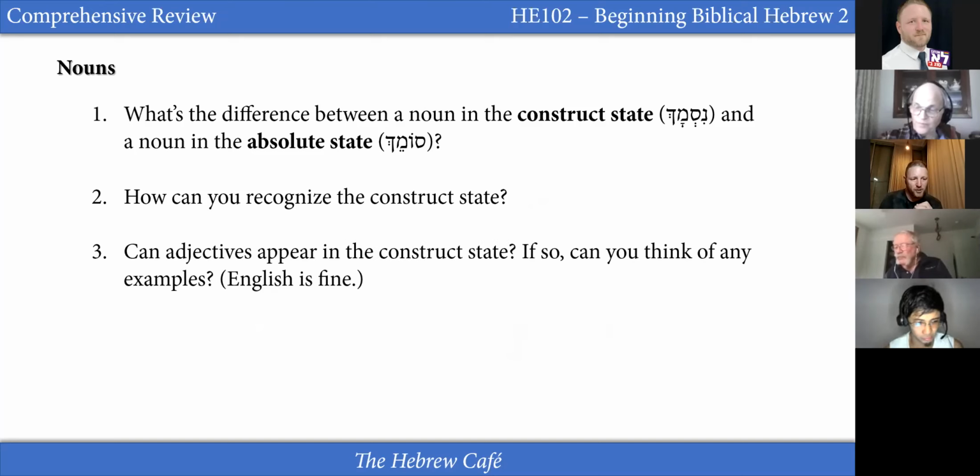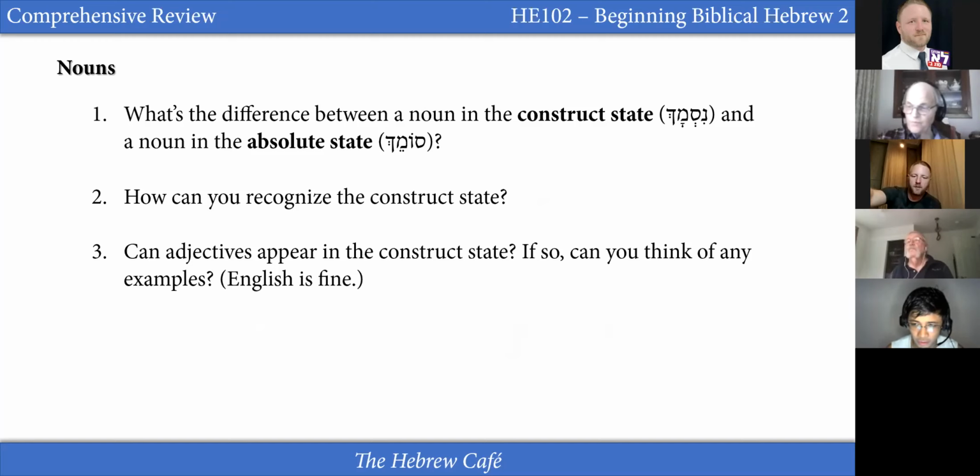All right, can adjectives appear in the construct state? And if so, can you think of any examples? Again, giving an example in English would be fine if this is possible. Hoshea, what do you think? Yes. The example that I can think of is the word tzedek, righteous, or no, tzaddik, right? So, king of righteous. Tov. You could use tov.